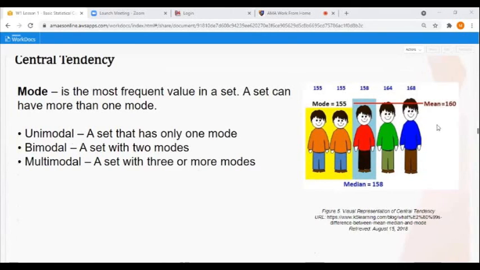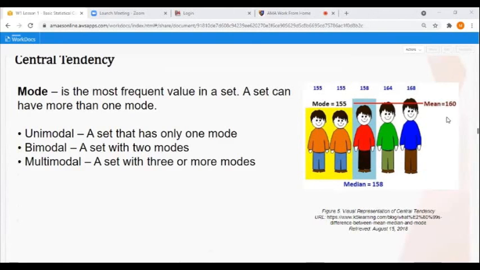Second case, what if we add another object here and it contains another measurement equal to 168? This time, 168 occurred twice, the same with 155. So what would be the mode? The mode would be 155 and 168. Why 155 and 168? Because they are the most frequently occurring values in the set. They both occurred twice. Again, the mode is equal to 155 and 168, and the descriptor for that is bimodal.